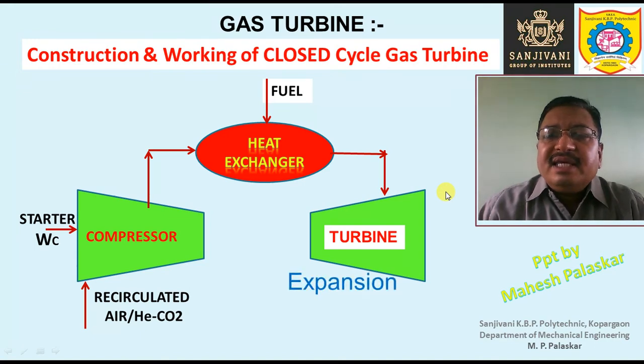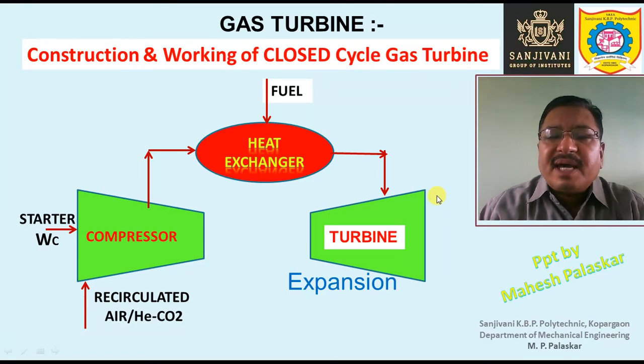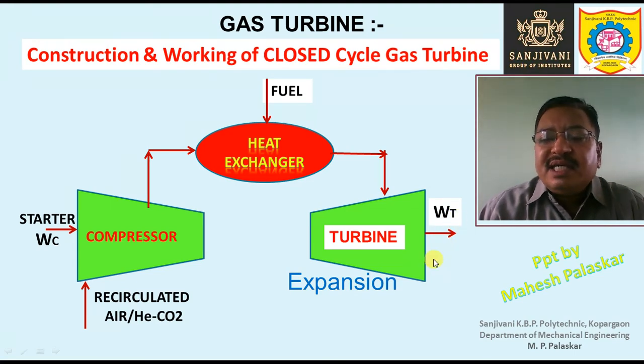So in the turbine, the expansion of the gases takes place. The gases will expand in the turbine, and thus pressure energy is converted into kinetic energy due to the expansion of the gases in the turbine, and then we get the work from the turbine, the mechanical work or mechanical power from the turbine, that is equal to Wt.